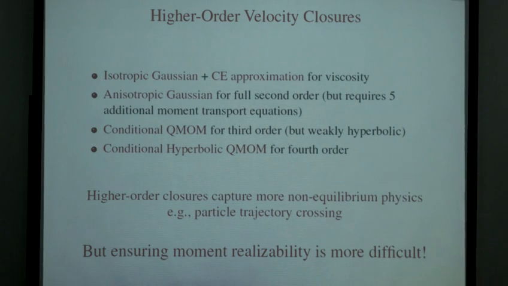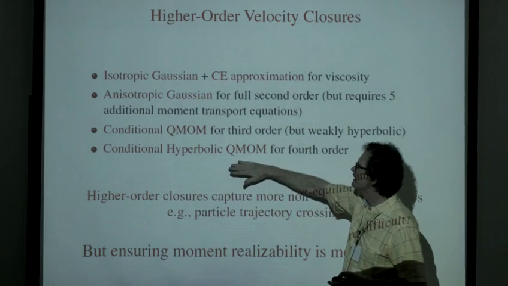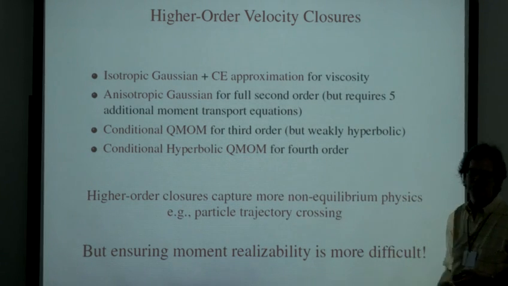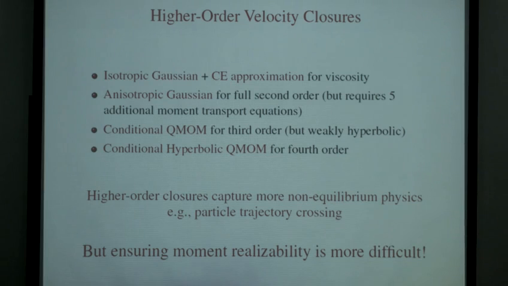We didn't bother with it. It was weakly hyperbolic, although in our simulations you can find points where you get high mass if you do grid refinement. So the one we're using that I want to show today is the conditional with fourth order, so we made it hyperbolic. Okay? But the idea is the same.